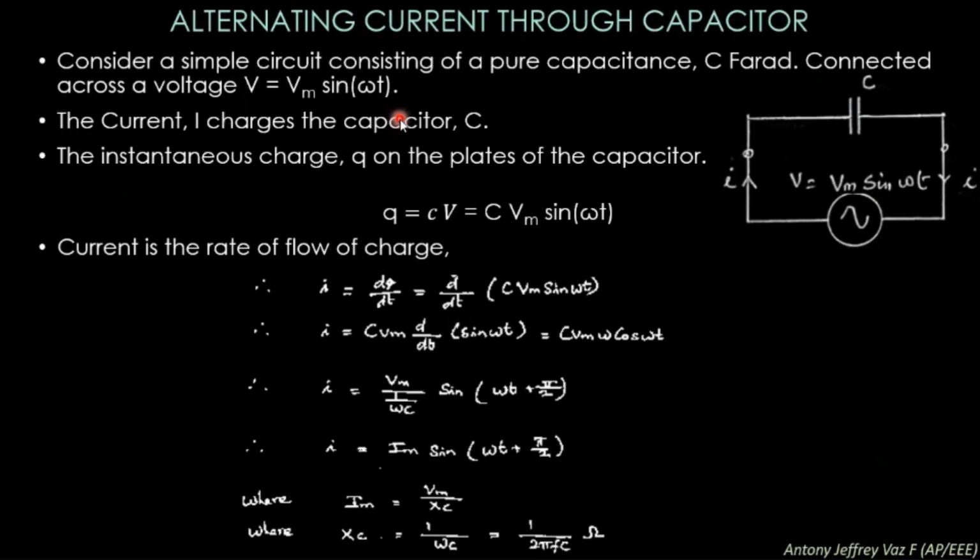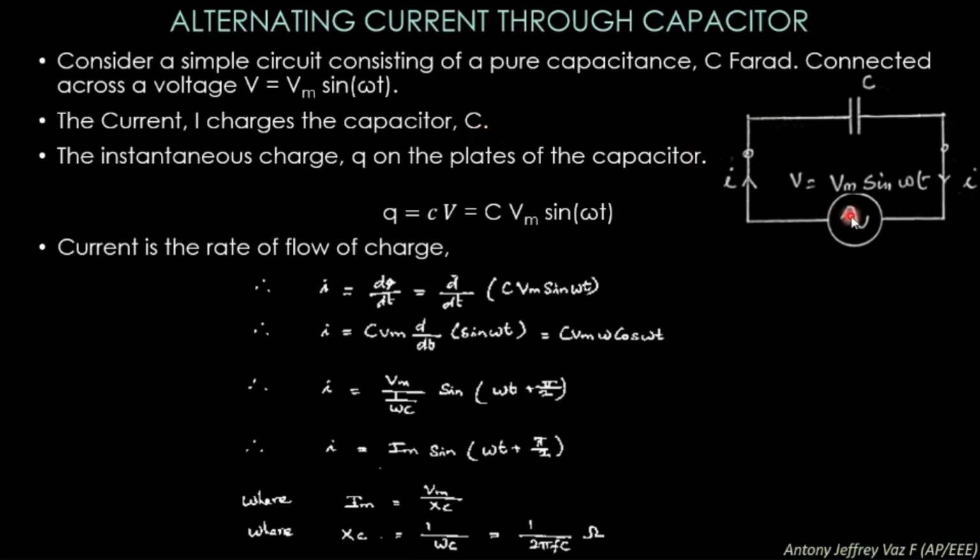Okay, this is the next one, the alternating current through a capacitor. Consider a circuit consisting of pure capacitance C, which is measured in farad, connected across the voltage source, which is the same, V is equal to Vm sine omega t. The current I charges the capacitor C.